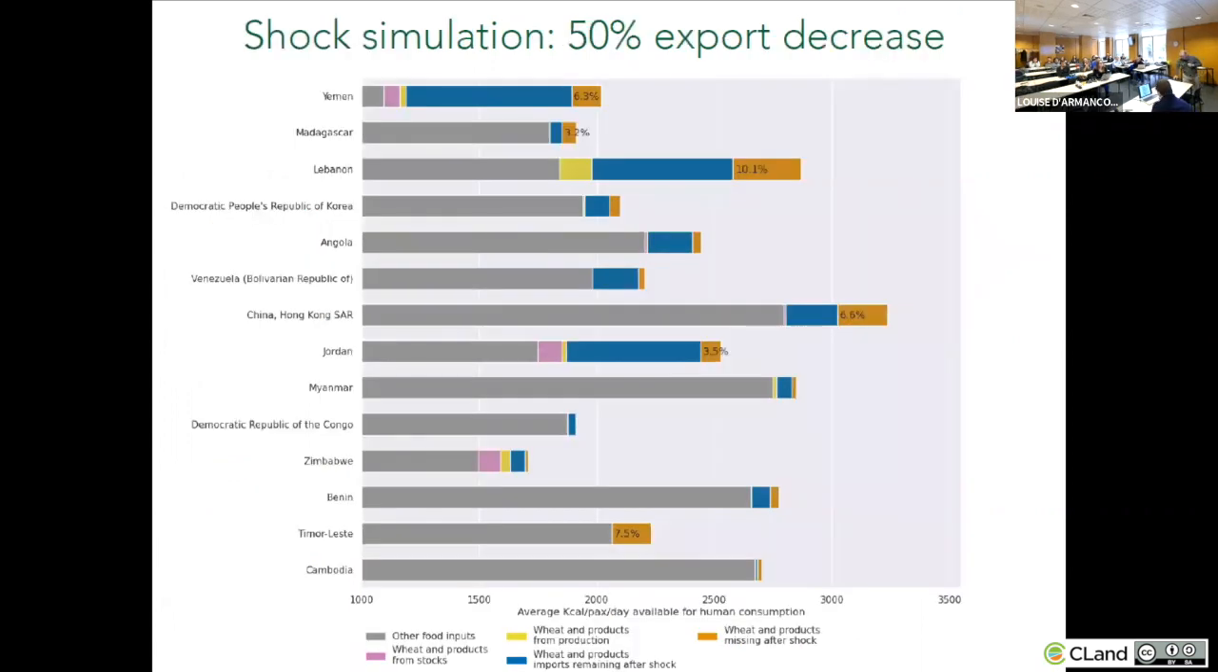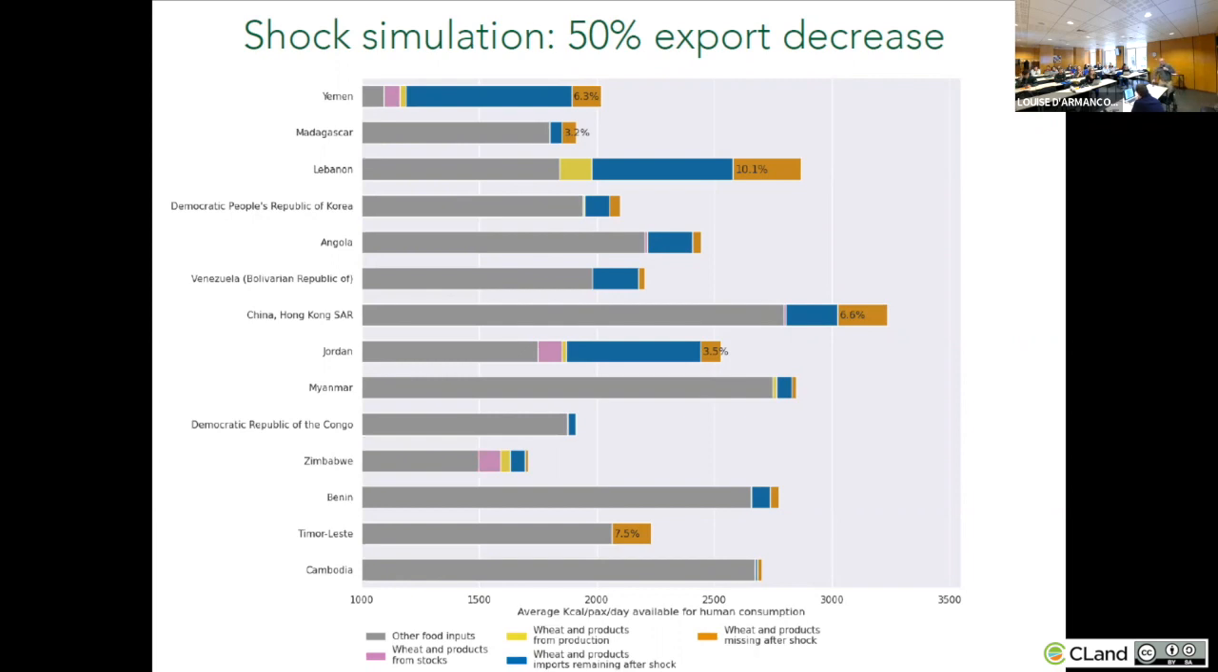And when you do the simulation, this is what you obtain for a few countries. So here on the x-axis is the average number of calories per day per capita. A typical number is 2,000. Well, if you are on a diet in European countries, it's more 1,500, but 2,000 is considered a reasonable number. And you see here in orange, this is the loss due to the shock. So in some cases, in Yemen here, the loss is about 6%, Lebanon 10%, and blue, this is what remains after the shock. So in fact, it doesn't seem too much like that.